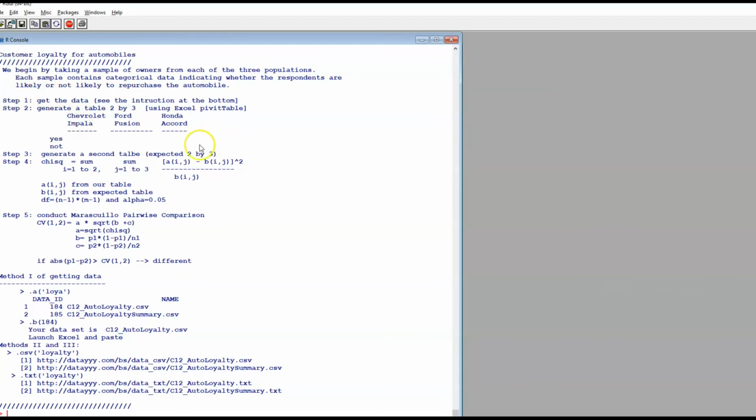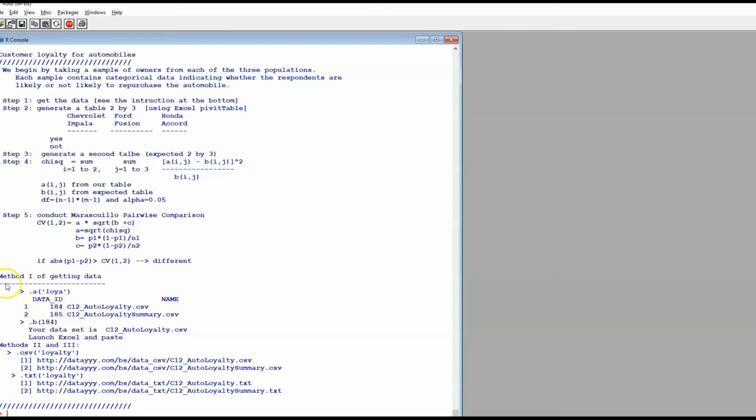Step 2, we generate a table. Okay, I'm going to show the 2 tables. We have 2 by 3, 2 rows, 3 columns. Three different brands, and yes or no. Step 3, we generate a second table, expected. Then we apply this formula to calculate the A minus B squared divided by B. So this summation will be chi-square. Then we compare with the critical chi-square. So step 5 is related to topic number 3.